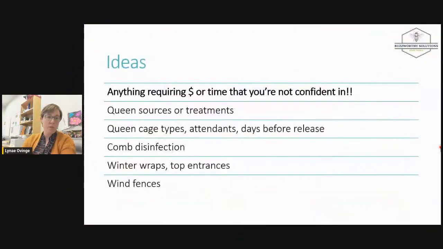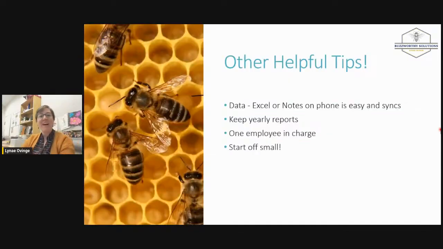I do need to go forward, actually. So that's an option. Also, we've queen cage types, removing or not removing your attendants. That seems to be something that everyone does, and even a small difference for that could be worth the money. Days before you release your queens, comb disinfecting, winter wrap designs, top entrance designs. Wind fences is one that, of course, was suggested by one of our Southern Alberta beekeepers. And some other helpful tips.